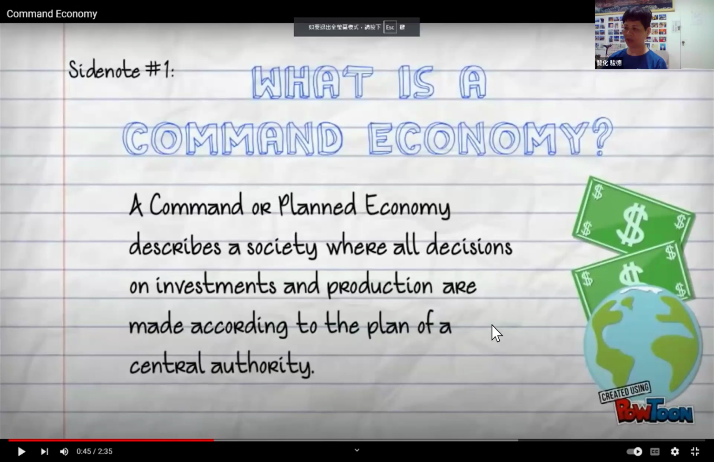This one doesn't narrate it for us, so let's read. What is a command economy? A command or planned economy describes a society or a country where all decisions on investments and production are made according to the plan of a central authority. The central authority here, if it's a country, is the government. So that's what it says about the authority.